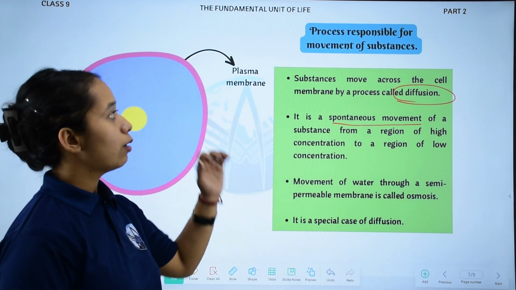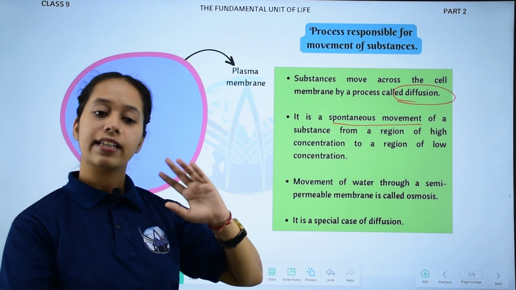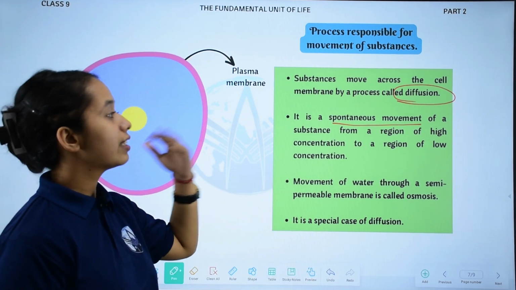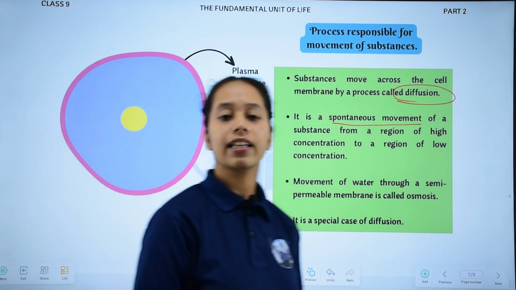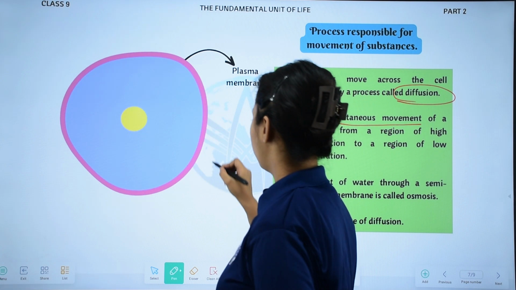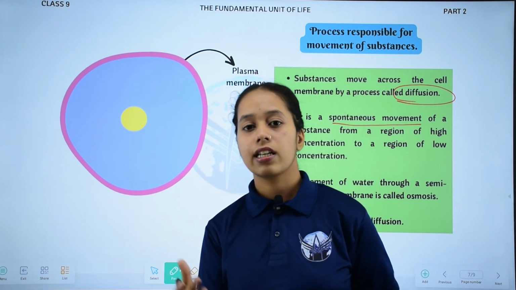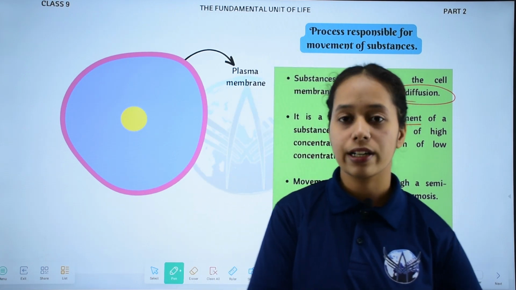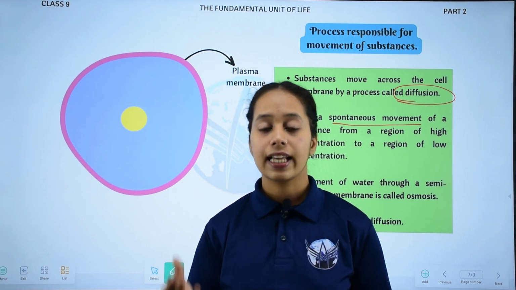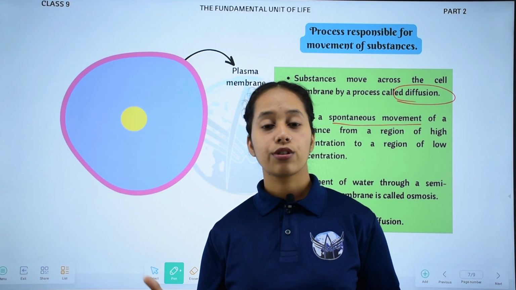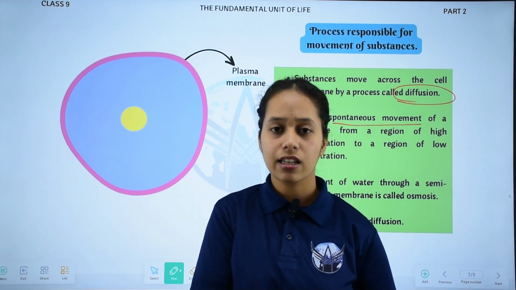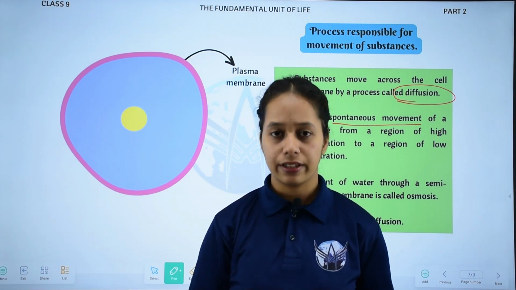And how do substances move from inside of the cell to outside or from outside of the cell to inside? Via this process called diffusion. Let us take an example. There are many things that a cell needs. For example, water. A cell requires water for various purposes. A cell requires oxygen. A cell requires nutrients, and nutrients can be in the form of necessary ions.